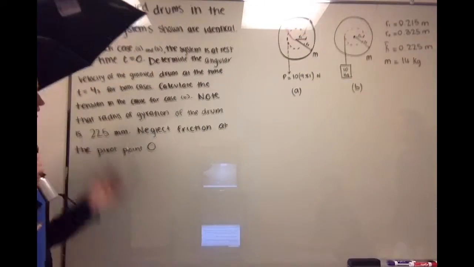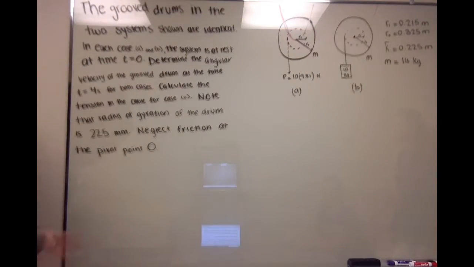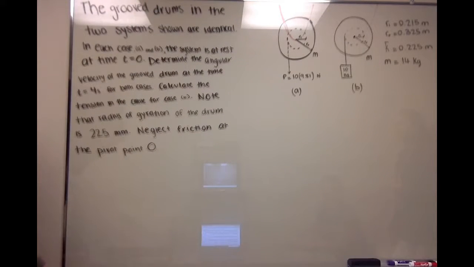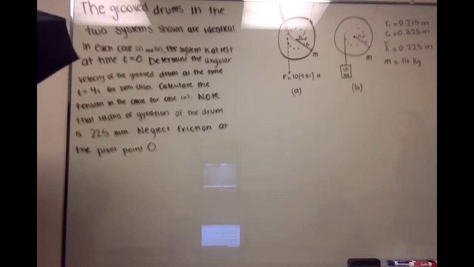Today, we have a slight drizzle of dynamics problems for you. For our problem, the groove drums in the two systems shown are identical, as you can see in A and B. In each case, A and B, the system is at rest at time t equals 0. We must determine the angular velocity of the groove drums at the time t equals 4 seconds for both cases.